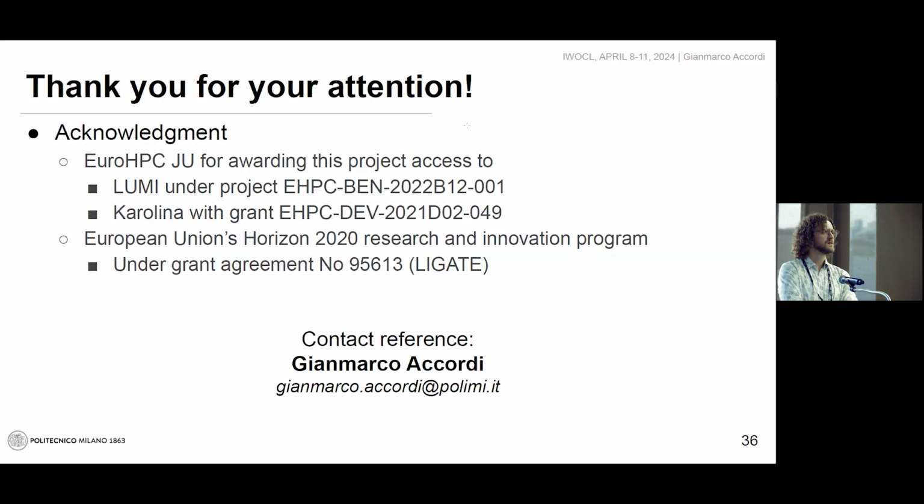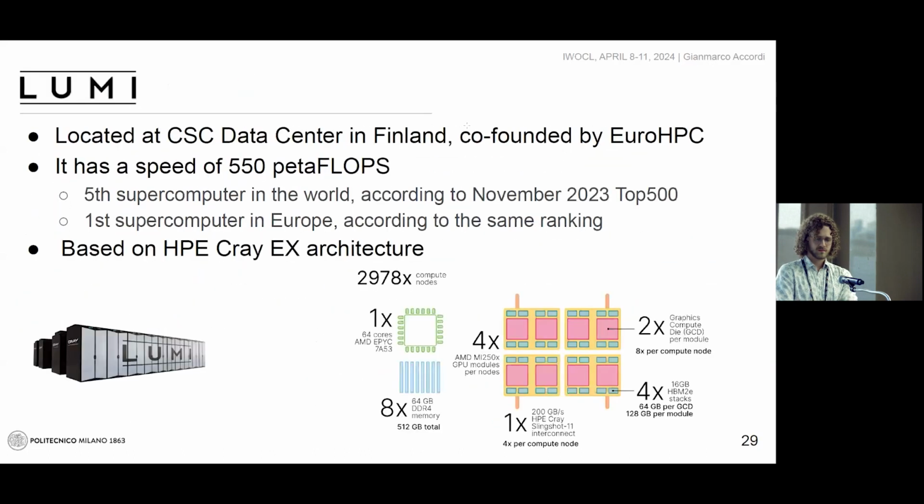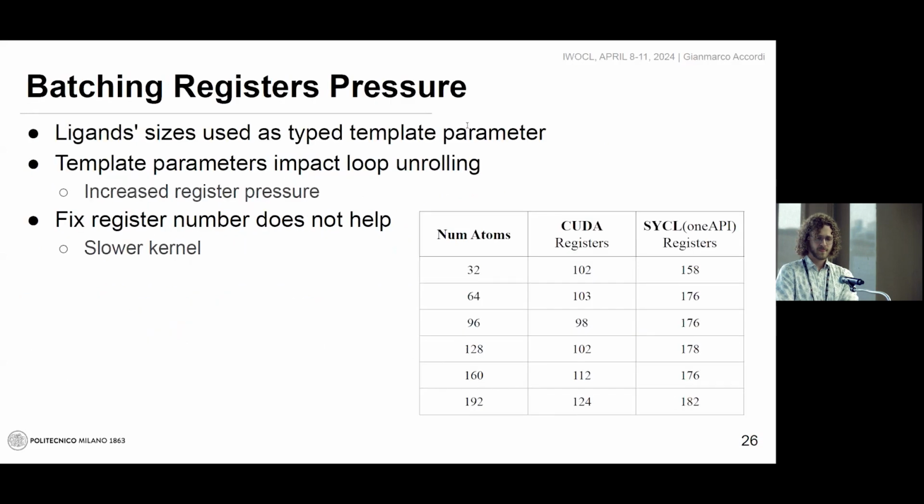In terms of the higher register pressure that was seen in SYCL, was that observed in both AdaptiveCpp and oneAPI? No, just oneAPI. For brevity I put only oneAPI here, but for AdaptiveCpp the number of registers is slightly smaller, but they are almost the same. Not that much of a difference.